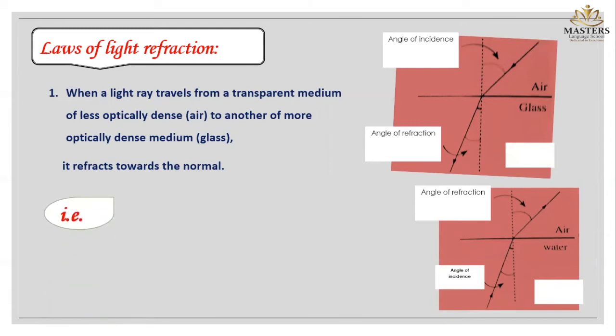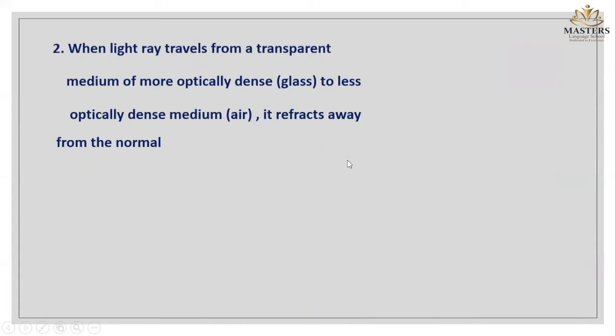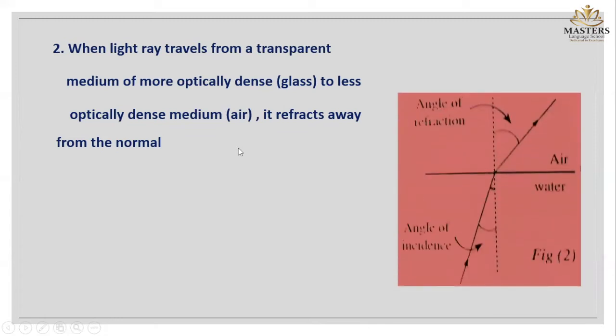I mean the angle of incidence is greater than the angle of refraction. Why? Because the air density is less than the glass density. When a light ray travels from a transparent medium of more optical density like glass to the air, what will happen? The angle of refraction in the air will be bigger than the angle of refraction in water.